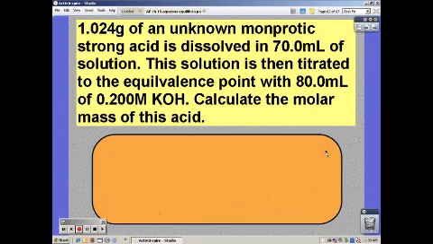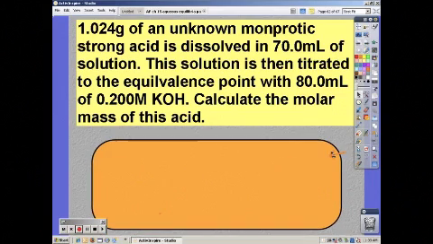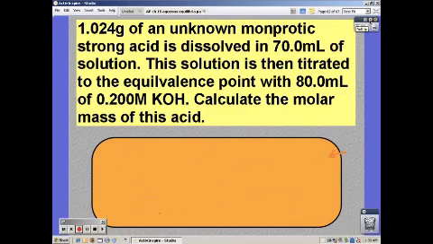So you have 1.024 grams of an acid, and we dissolve it in 70 milliliters. Your answer should be 64. Alright, so we titrate it to the equivalence point with KOH, and they want to know the molar mass of that acid. Okay, key there is the equivalence point. So the moles of acid have to equal the moles of base, because that's the definition of equivalence point.